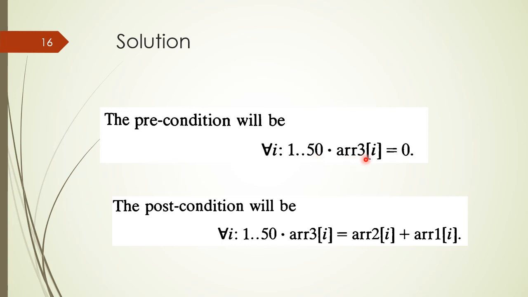and we are storing 0 to each corresponding element of array3, and its post condition would be: for all I of type 1 to 50, array3 I is equal to array2 I plus array1 I. So the sum of corresponding elements of array1 and array2 is stored in the corresponding element of array3, and we have described the predicate using universal quantifier over the domain of positive integers from 1 to 50.